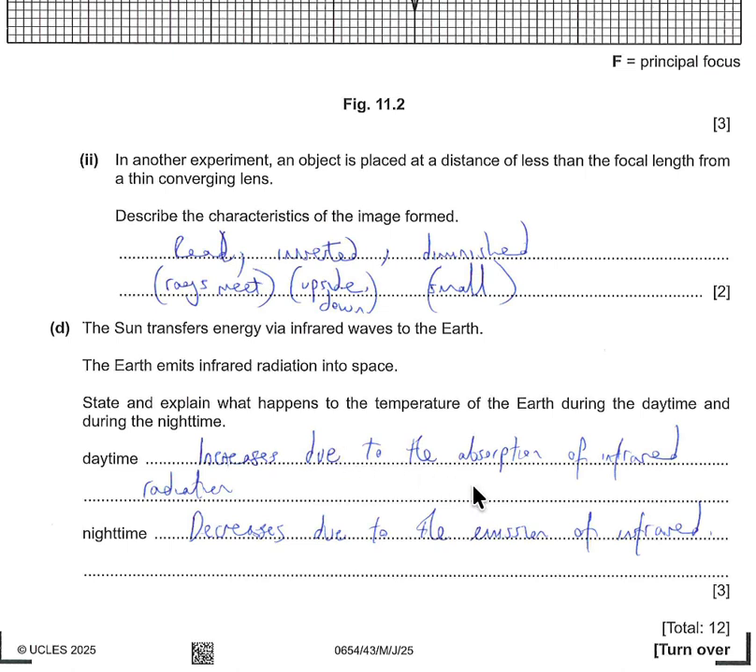The key point here is it's not due to light. A lot of students think that light is the thing that's causing us to be heated up. Light is the partner to the infrared radiation. It appears at the same time as the infrared radiation. However, it is not the thing that's heating us up. It's coming along with it.